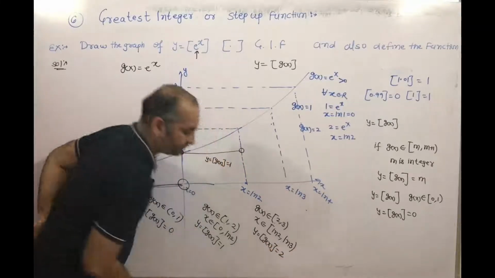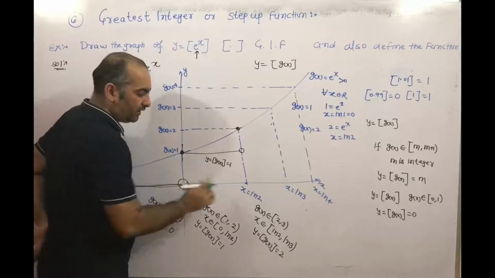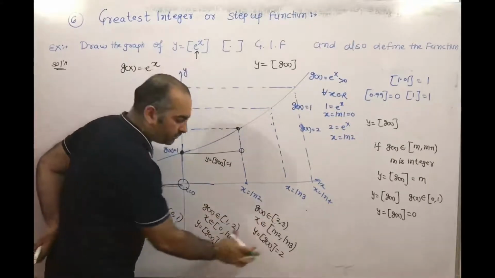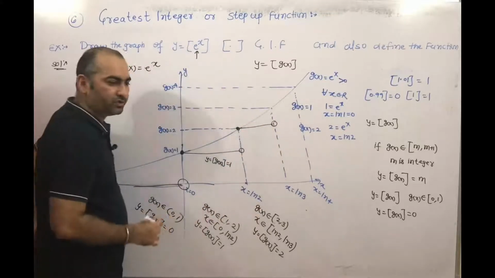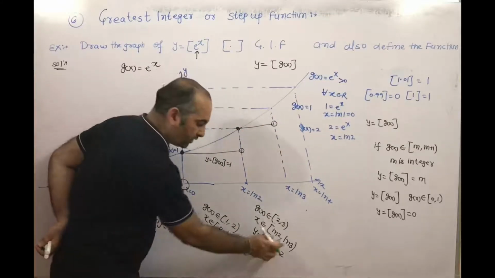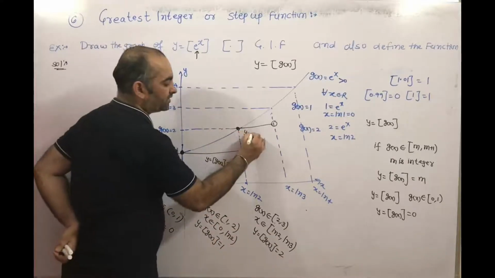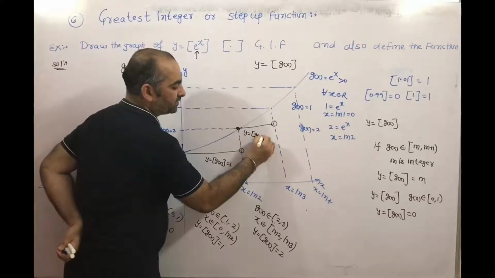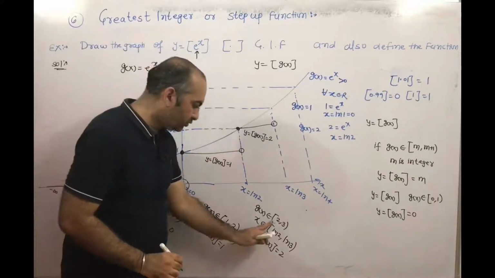So y equal to greatest integer of g(x) value, what will come? 2 will come. Correct? So here you can see from ln2 to ln3, y equal to what will come? 2 will come. So this line will come. And this is open bracket, because x equal to ln3 is not included. So here will come y equal to greatest integer of g(x) equal to 2. Next you will check. So 2 to 3 done.